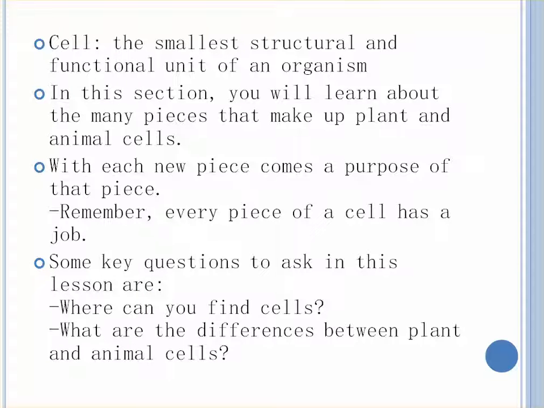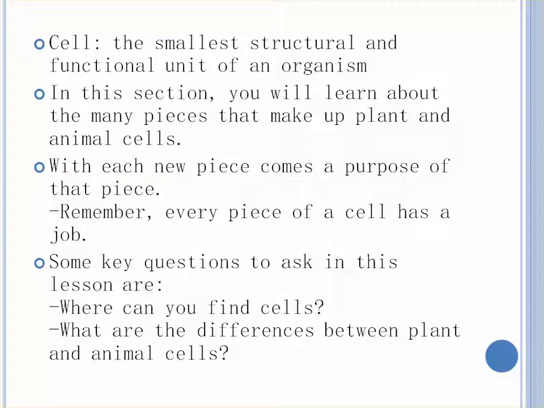Cell: the smallest structural and functional unit of an organism. In this section, you will learn about the many pieces that make up plant and animal cells. With each new piece comes a purpose of that piece. Remember, every piece of a cell has a job. Some key questions to ask in this lesson are: where can you find cells? What are the differences between plant and animal cells?